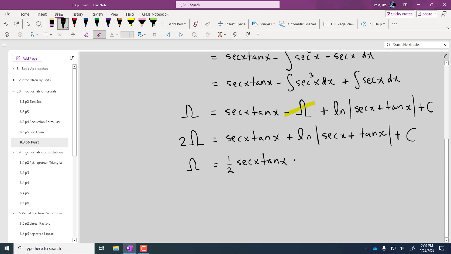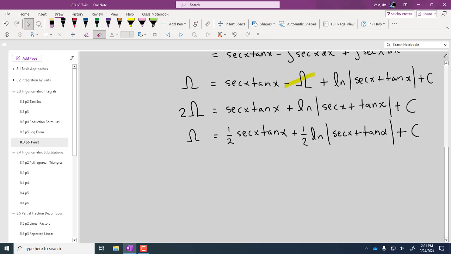So let's see, plus 1/2 natural log secant plus tangent plus C. So there is our antiderivative. Directly, not using a reduction formula.